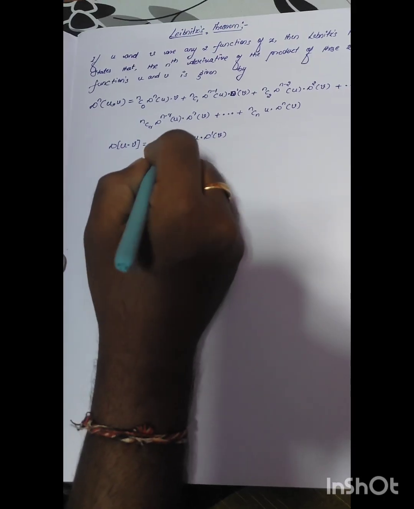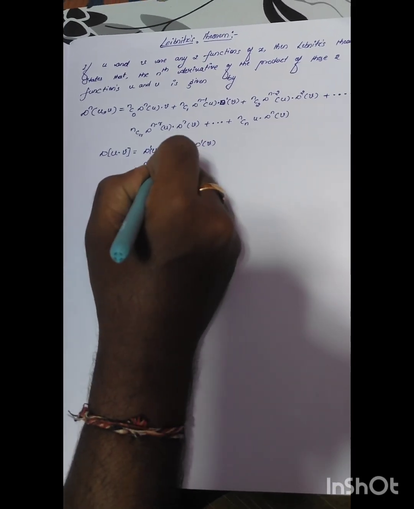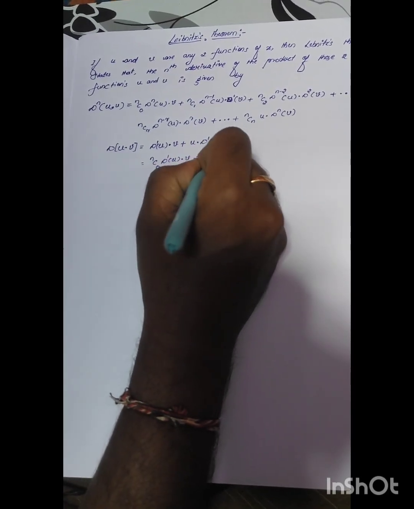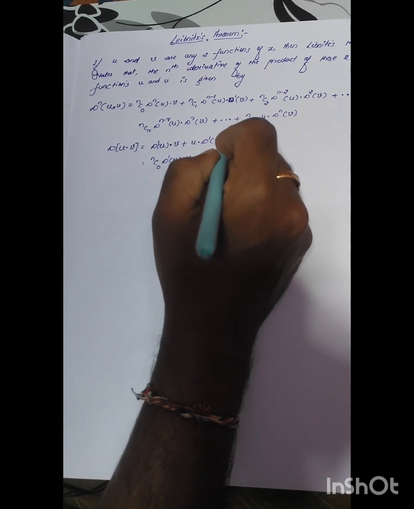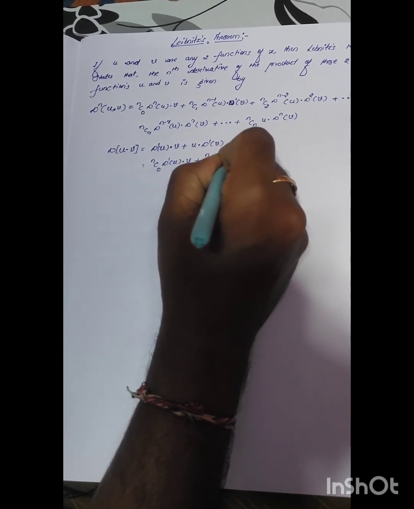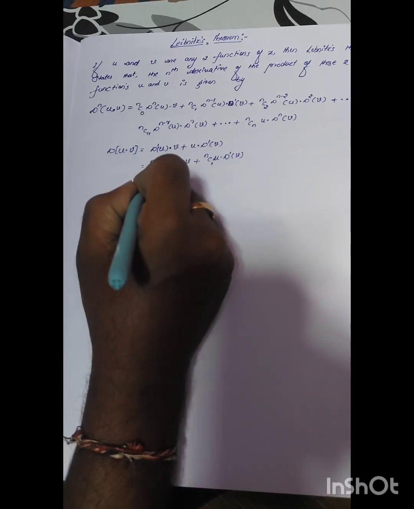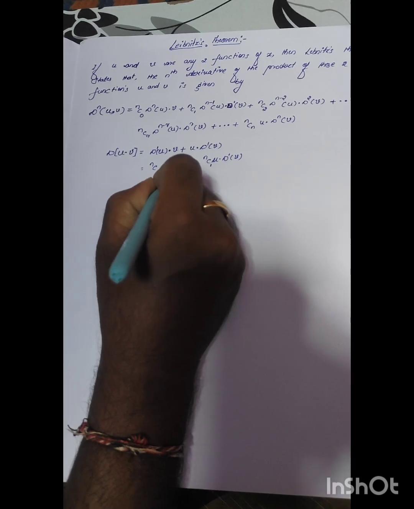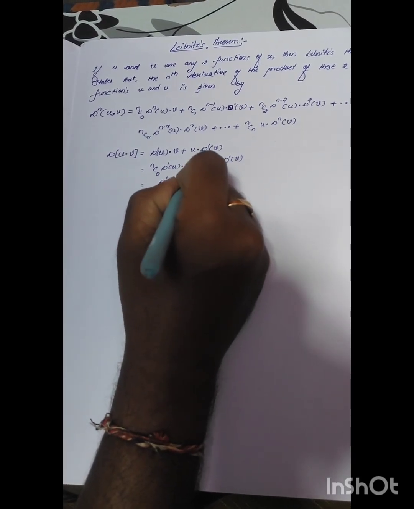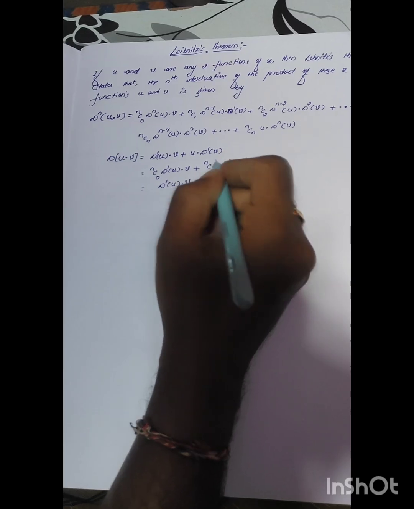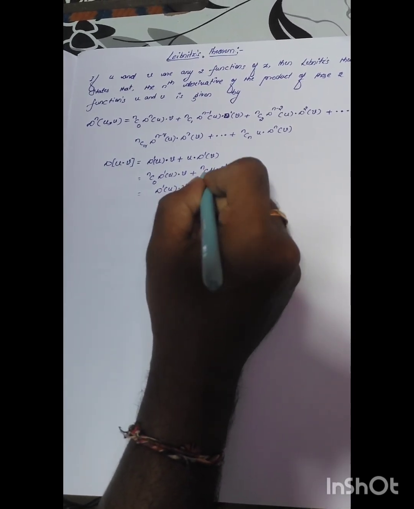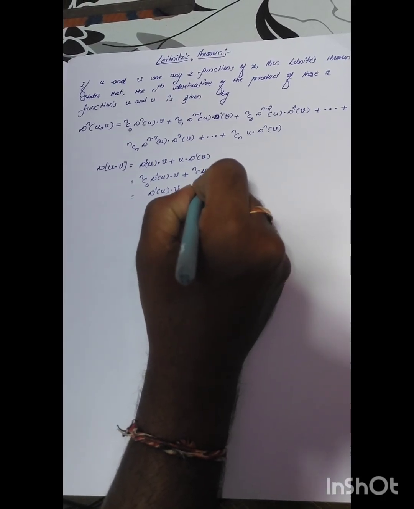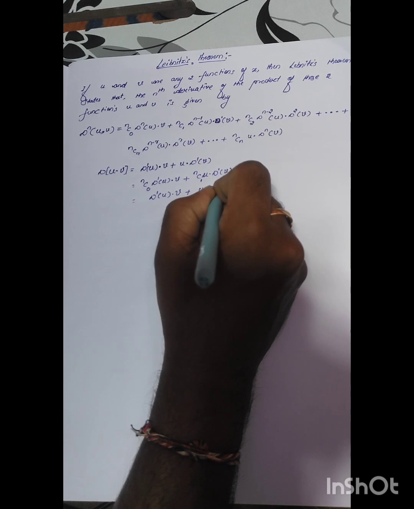Now I can write this as nC0 d^1 of u into v plus nC1 u into d^1 of v. Here n is 1, so 1C0 is 1 itself, so that will remain as d^1 of u into v, plus 1C1 is again 1, so that will be u into d^1 of v.